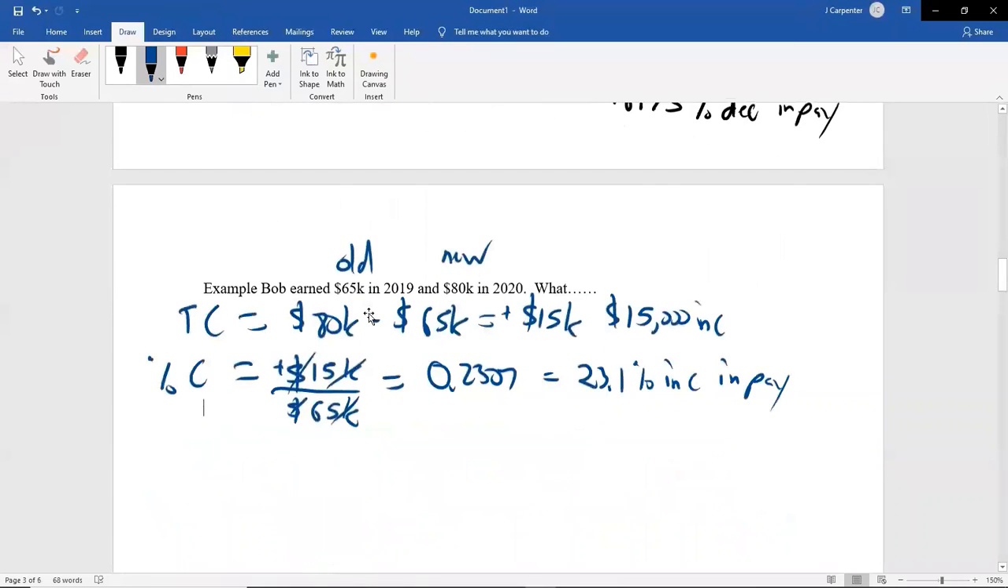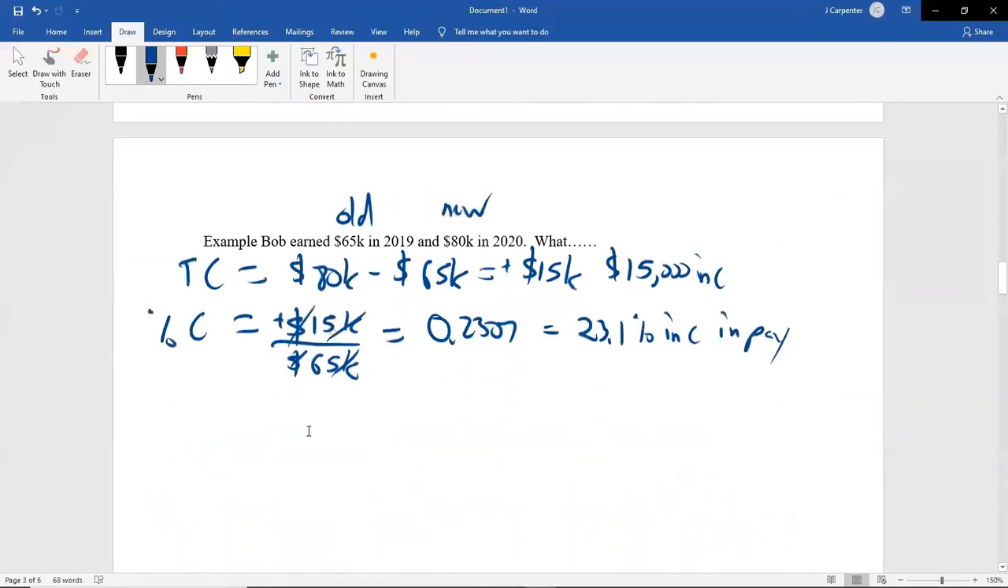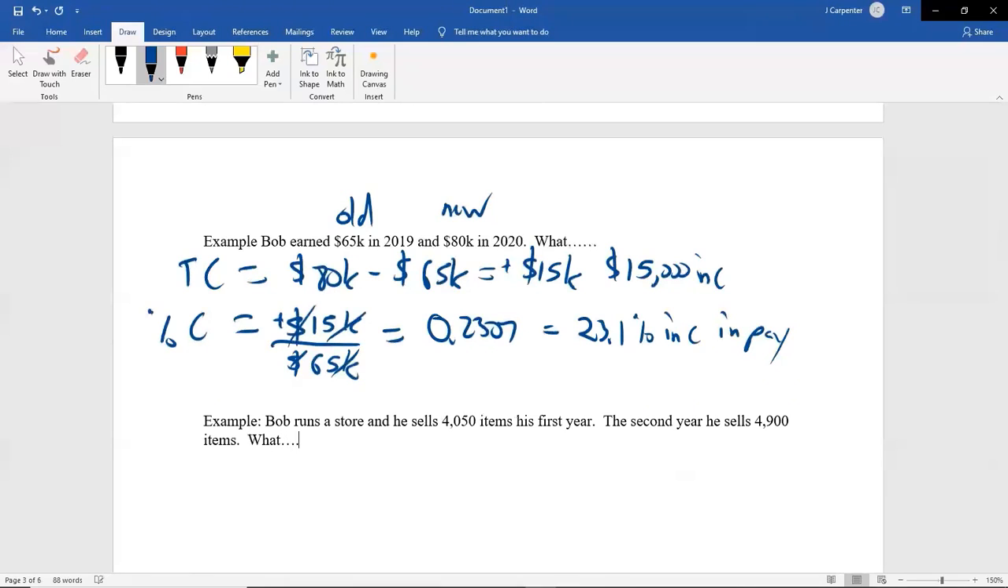All right. Let's change up the topic some. Keep Bob though. Bob runs a store and he sells 4,050 items his first year. Second year, he sells 4,900. Wrong place for the comma, 4,900 items. What was his percent change and total change? Not in that order, total change and then percent change.